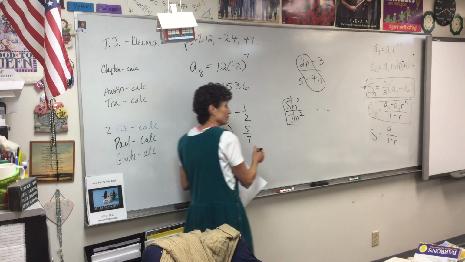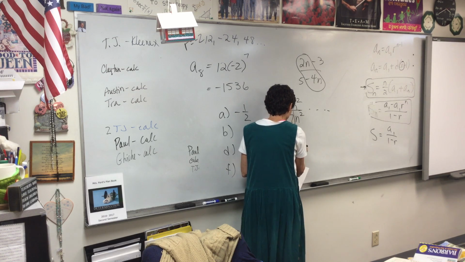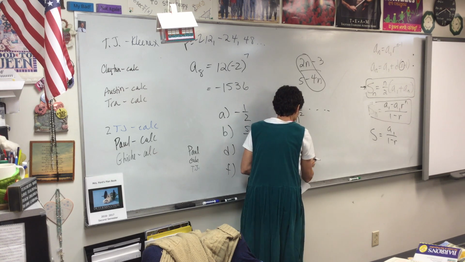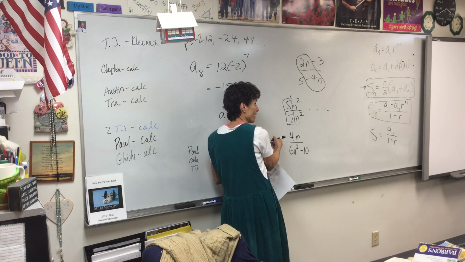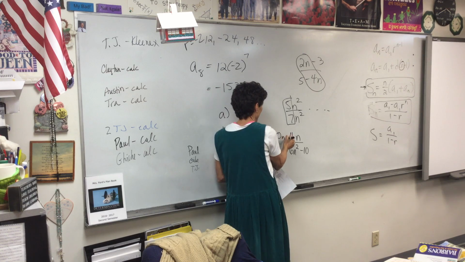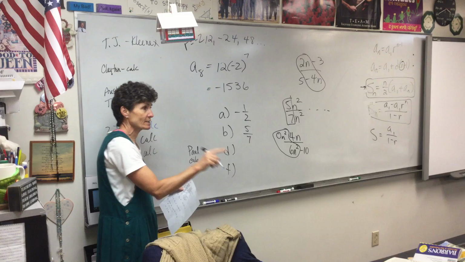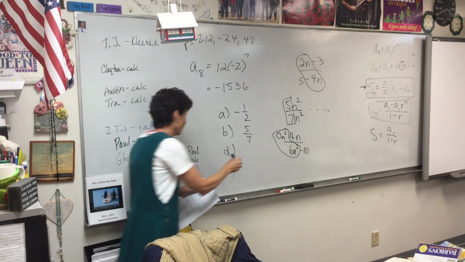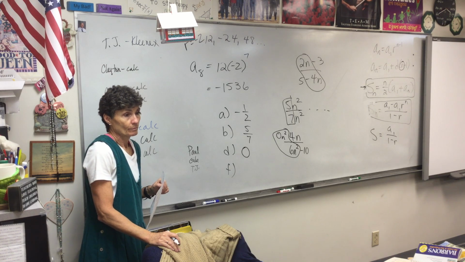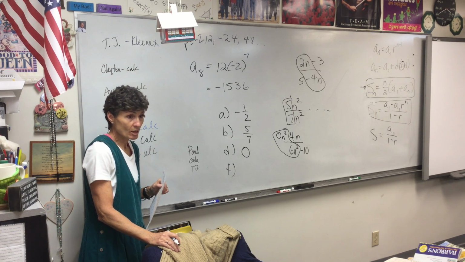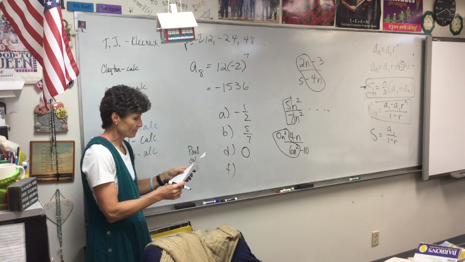What about D? Be careful on D. What is the biggest power? N squared. How many n squareds do you have on the top? 0. So you are comparing 0 over 6. 0 over 6 is 0. When the biggest power is on the bottom, it's always going to be 0, because you're going to have to put a 0 in the top.